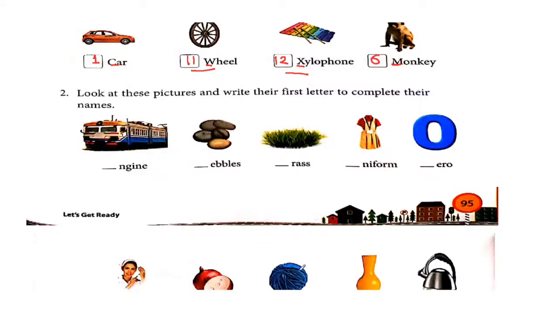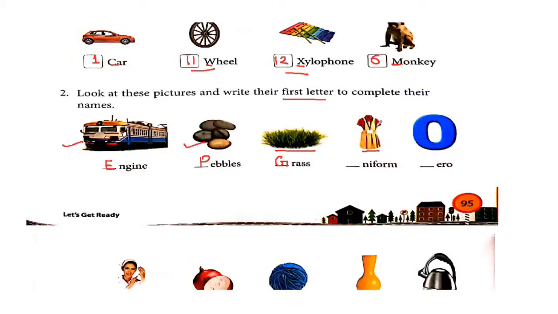The next question is, look at these pictures and write their first letter to complete their names. You are given pictures and you have to write the first letter to complete the name of each picture. So what is this picture about? This is the train's engine. So E for engine. This is the picture of pebbles. Pebbles means stone. So P, pebbles. This is the picture of grass. So G, grass.